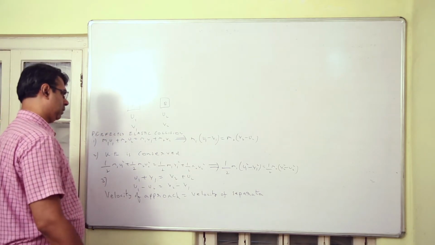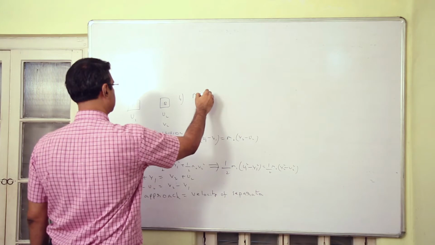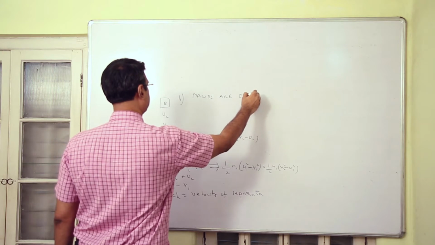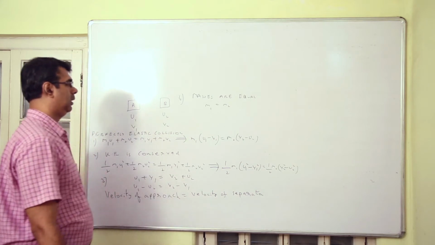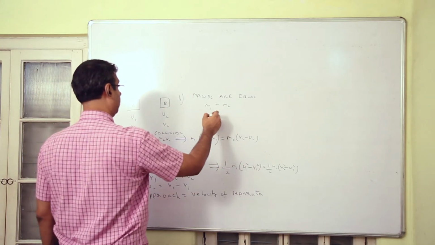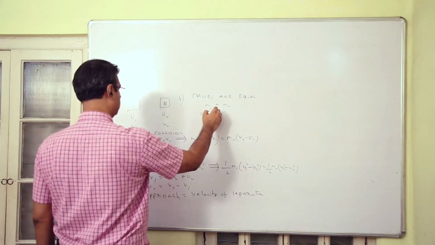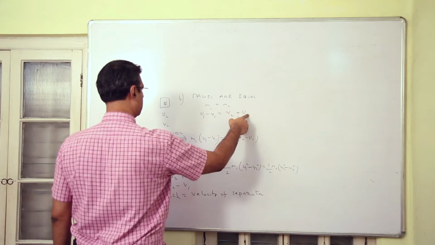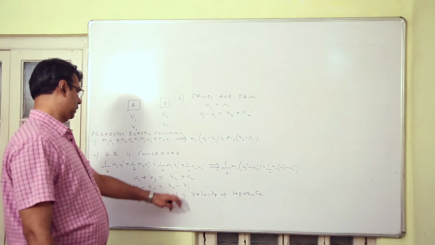Now in perfectly elastic collision, let us consider a case where the masses are equal. So if the masses are equal, we can say that m1 is equal to m2. So if m1 is equal to m2, then this equation becomes u1 minus v1 is equal to v2 plus u2. But we have just got one equation, u1 minus u2 is v2 minus v1.